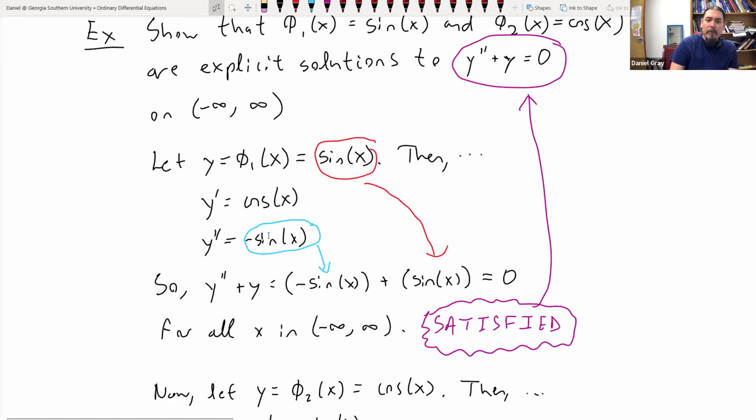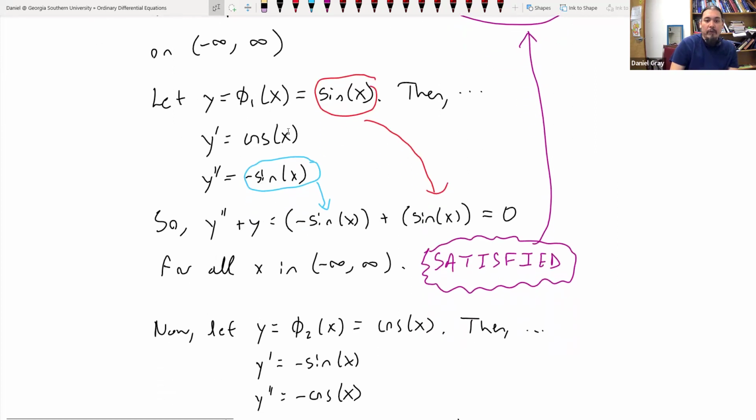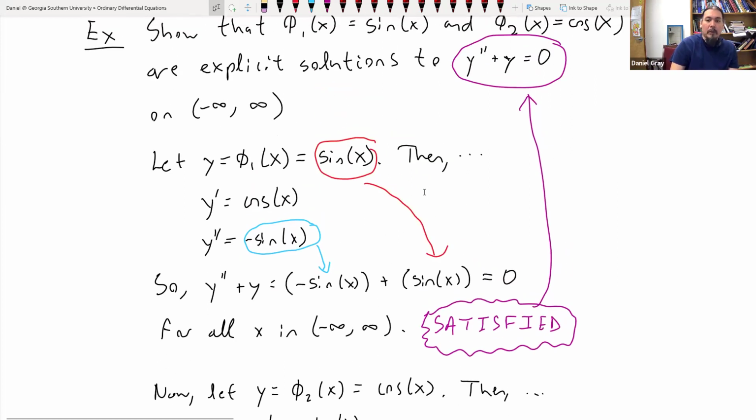Okay, now we're ready to plug things into our differential equation over here, right? Y double prime is negative sine of x, y is sine of x. So you can see where I plug them in over here. Y double prime plus y equals negative sine of x plus sine of x. Of course, that's going to be equal to 0 for all x in negative infinity to infinity. But that's exactly what our differential equation says, right? Y double prime plus y should be equal to 0, right? So it's satisfied. And so then we'll say that phi1 is an explicit solution because we plugged it in and it worked.